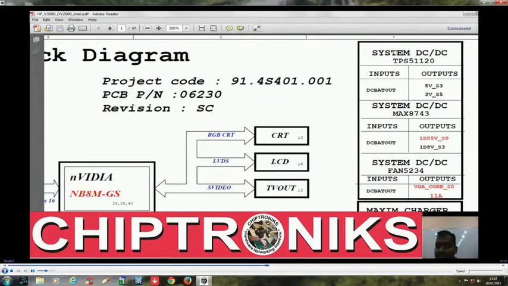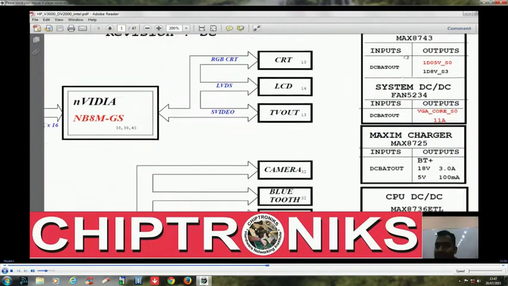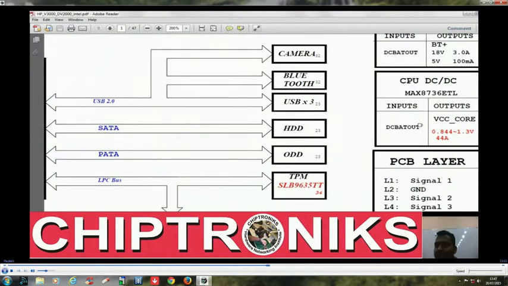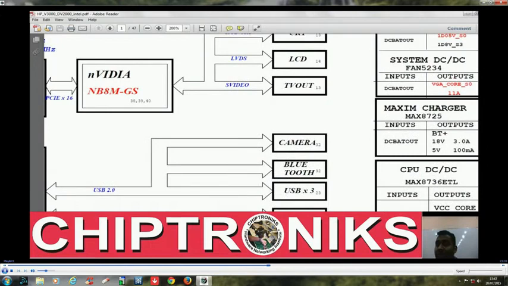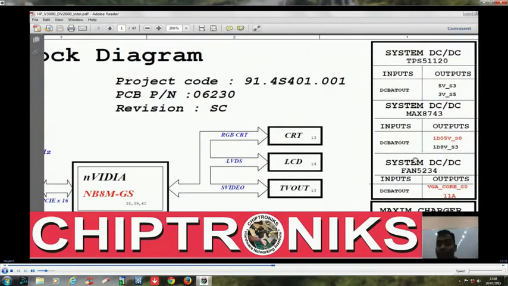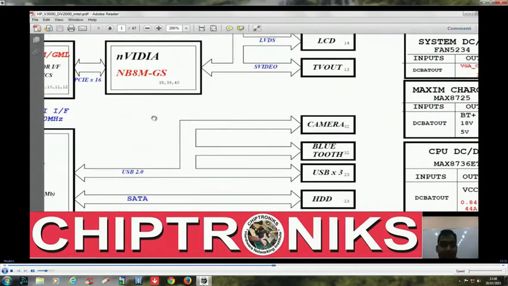There are just 5 regulators on this motherboard. 1, 2, 3, 4 and 5. So there are only 5 power sources on a notebook motherboard. So if your motherboard is dead, we have to check all these 5 power sources, whether they are getting turned on or not. If all 5 of them are getting turned on, that means the notebook has received its power. Alright, the notebook has received its power. So in this notebook motherboard we have only 5 regulators.